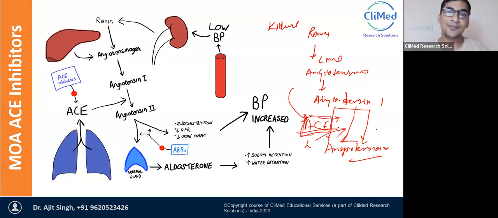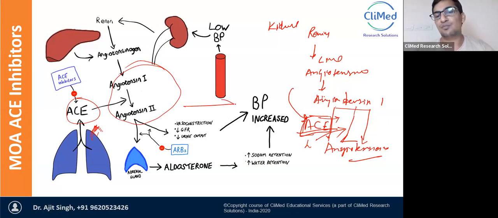So that's how they help out, right guys? We can see here also, it stops the angiotensin converting enzyme, and stops this process here only in the lungs. So it will not increase the BP ultimately. So I hope you understand, guys.